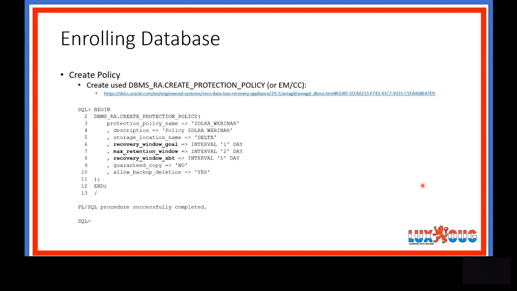So how do you define the policy? I made this example with the command line just to show you. To create the policy, you create the policy name. Here it is zdlra_webinar. You have the description. The storage location is Delta, because you can define the name when you install your ZDLRA, but usually it's Delta. And if you expand, it can be Delta 1, Delta 2, Delta 3. The recovery window can be 1 day, 5 days, whatever. So this is the recovery window that this policy covers. If I put 10 days here, ZDLRA will enforce that these backups stay there for 10 days.